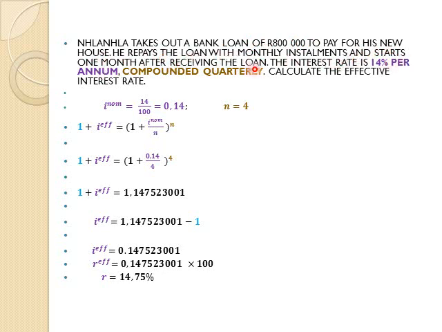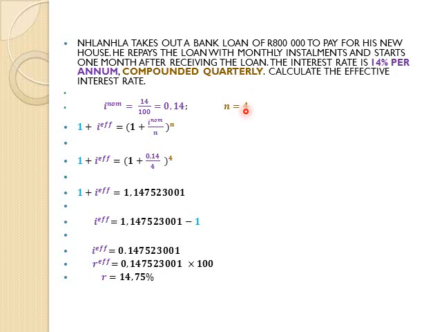Right, Lantla takes out a bank loan of 800,000 to pay for his new house. He pays the loan with a monthly installment and starts 1 month after receiving the loan. Interest rate is 14% per annum, compounded quarterly. Calculate the effective interest rate. So all we're concerned with, all that extra there is unnecessary. We're only concerned with the interest rate and how it is compounded.